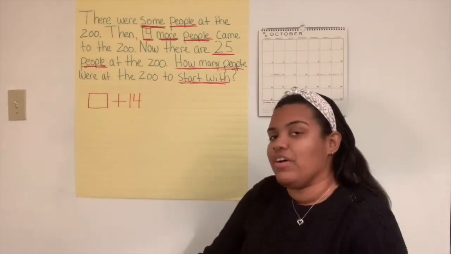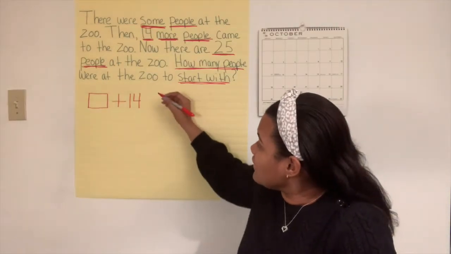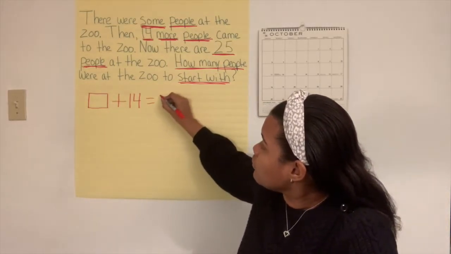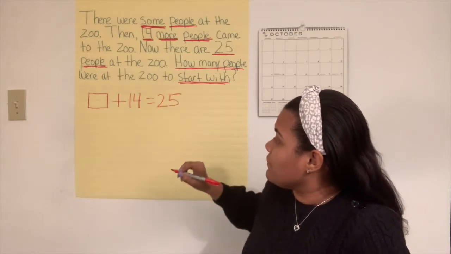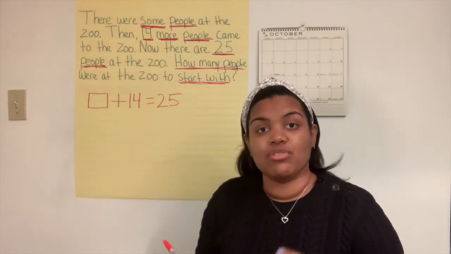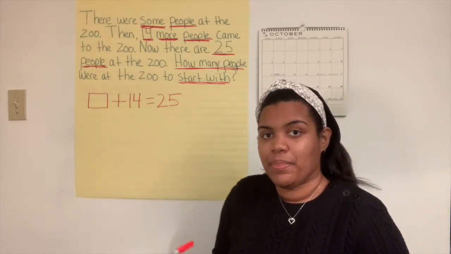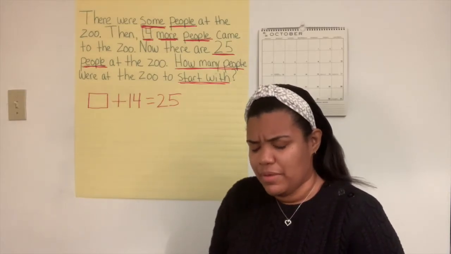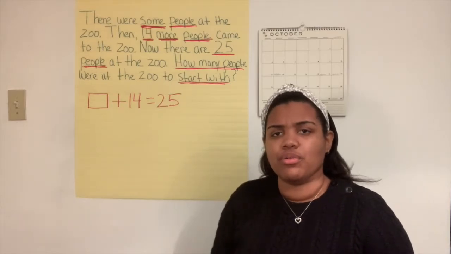Now there are 25 people. So what should we do here? Good, equals 25. Awesome. Okay, so we have our number sentence here. So our next step is going to be to label this number sentence. So what are we going to label? I heard something about parts and wholes. Could you show me with your hands? What do we always do with parts and wholes?